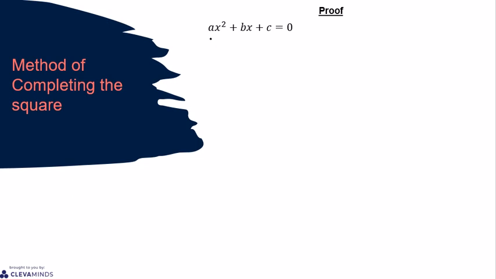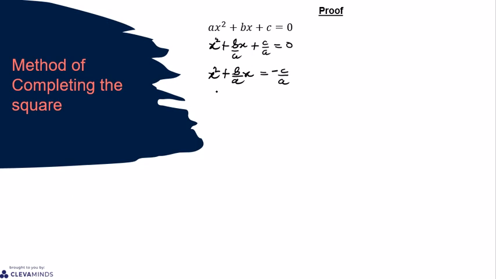So the first step is to divide through by what? A. That is, divide through the equation by a. That is, we have x squared plus bx over a plus c over a equals 0. Now the second step is to take the constant term, which is c over a, to the other side of the equation, right? Good. So we have x squared plus b over a x equals negative c over a.